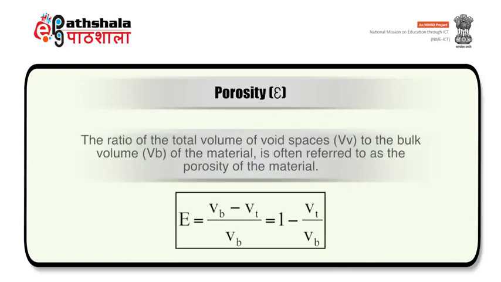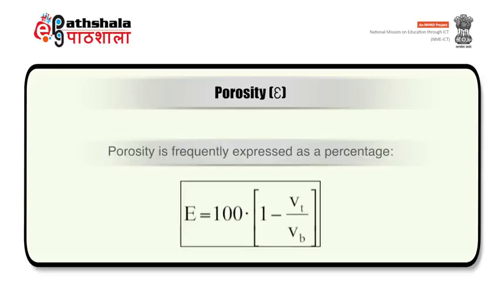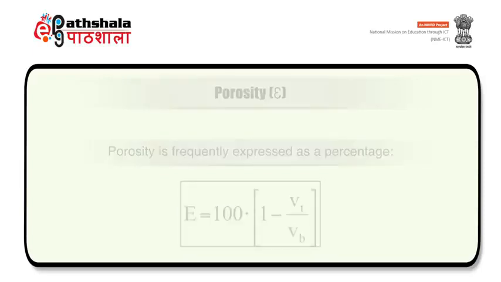The ratio of total volume of void spaces to the bulk volume of the material is often referred to as porosity of the material. Porosity is frequently expressed as a percentage in the form of the equation mentioned below. The next derived property is density. Density can be defined as the ratio of mass of an object to its volume. Therefore, the density of a solid is a reflection of the arrangement of molecules in a solid.